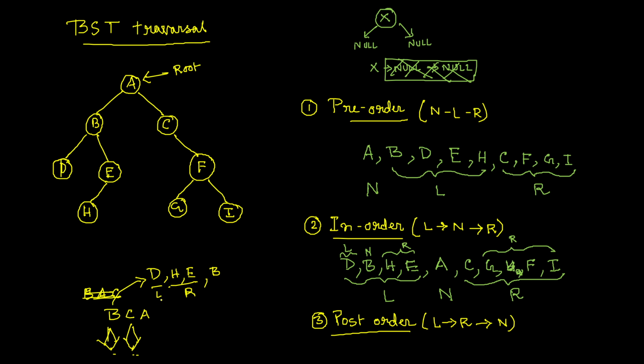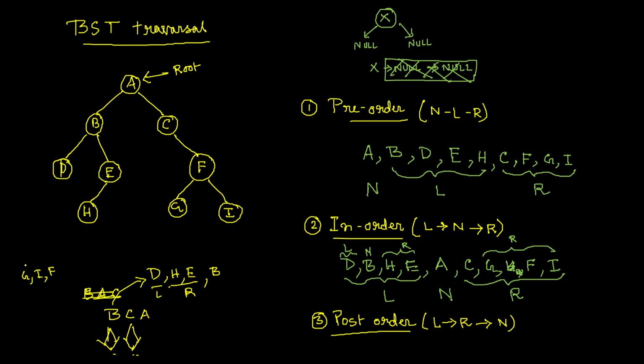Similarly with respect to C, you see C doesn't have any left child. So basically nothing to print in the left of C. But C has some right child. So you should print F first before printing C. But you cannot print F right now because F has both children, G and I. So you must print G and I first, and then only you can print F.